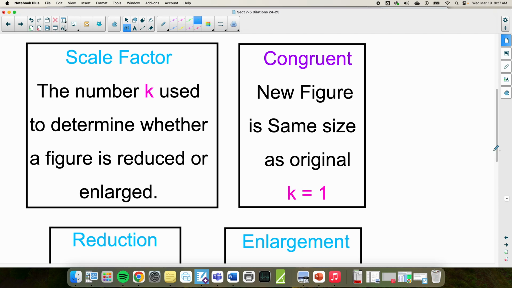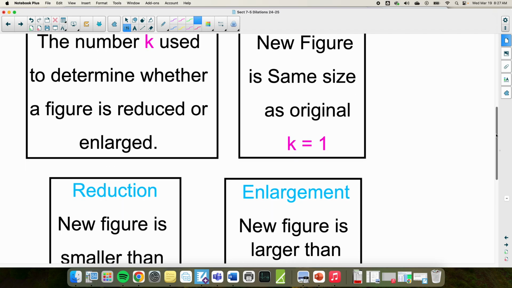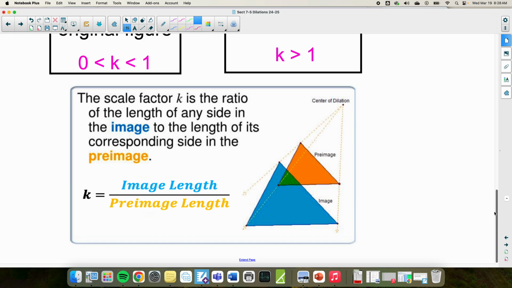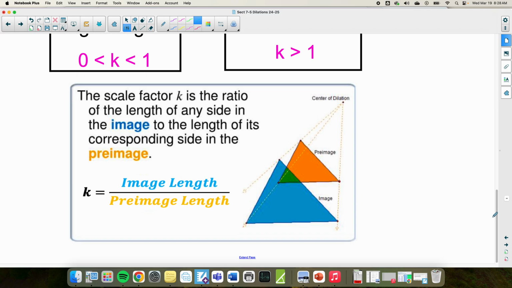If your K was ever equal to 1, they'd be congruent. If your K is ever between 0 and 1, it's a reduction. If it's ever bigger than 1, it's an enlargement. And then we don't really use this today, so I'm actually not even going to talk about that.